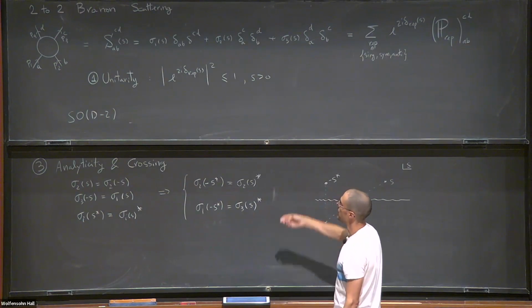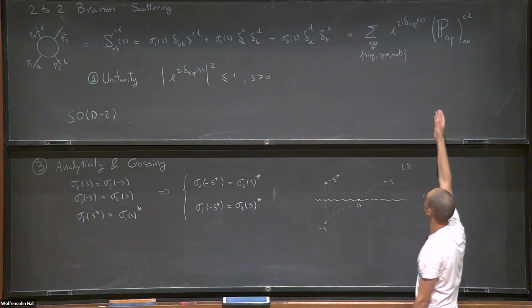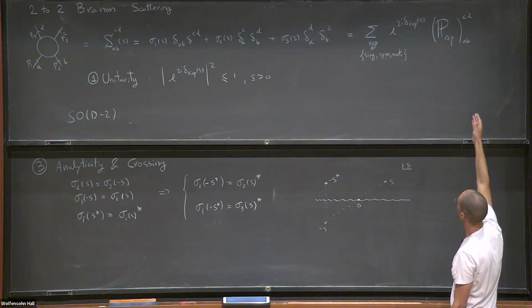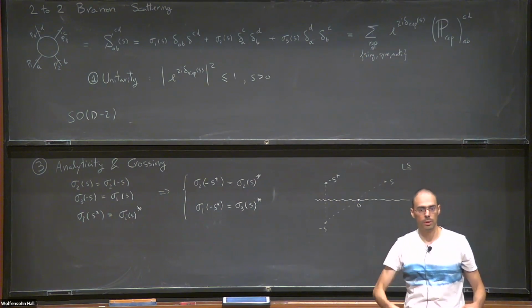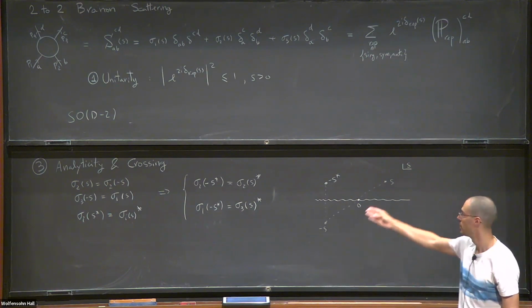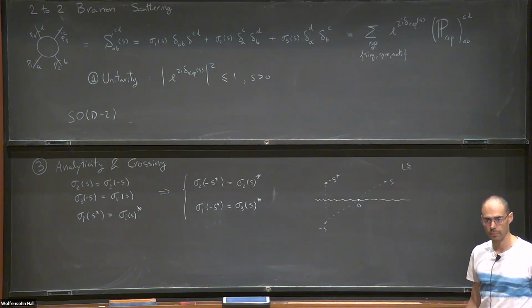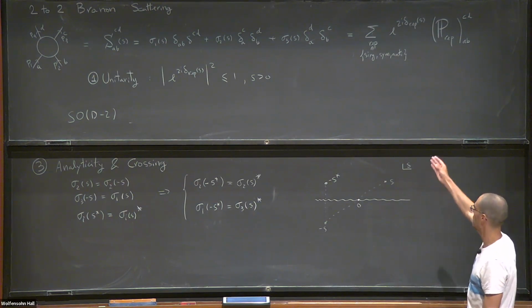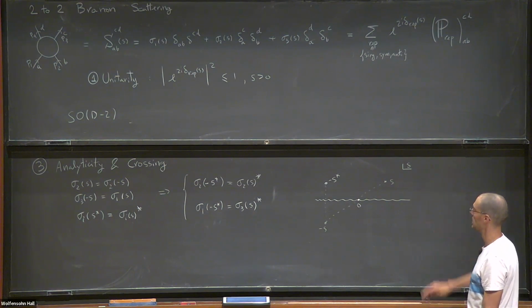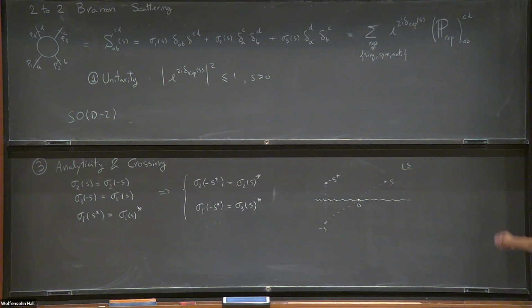On the other hand, unitarity is simpler if you go to a basis where you use projectors into the irreducible representations of SO(D minus 2) that you get from the tensor product of two fundamentals. You can have a singlet, a symmetric representation, and an antisymmetric one. These projectors are very simple. I showed you one yesterday. If you want, I can discuss at the end.